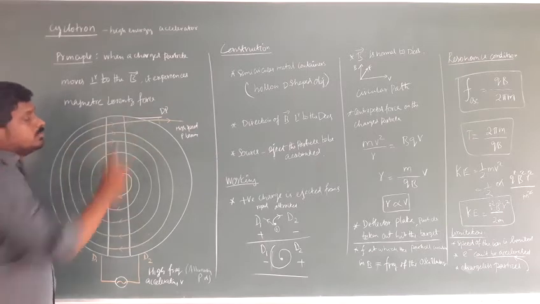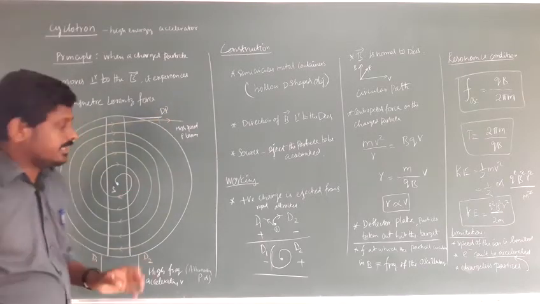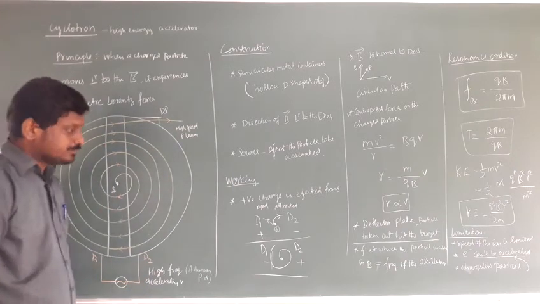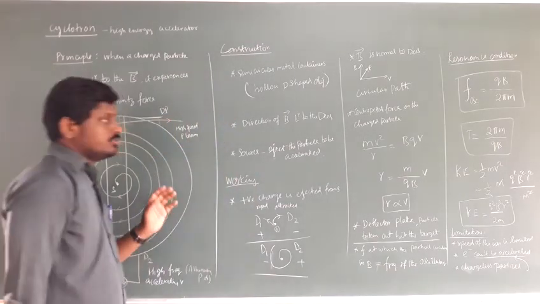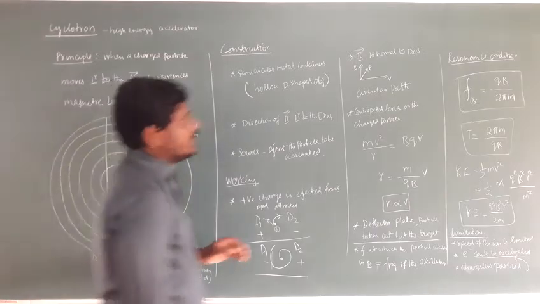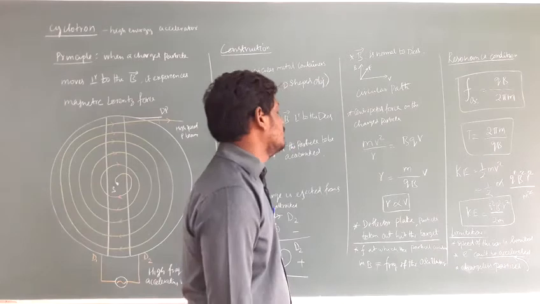Finally it comes out through the deflector plate. Using the deflector plate, the charged particle is taken out with high velocity, that is, the proton beam is taken out. That proton is used to hit the target. So this is the working principle. The fast moving proton is used in nuclear disintegration reactions.